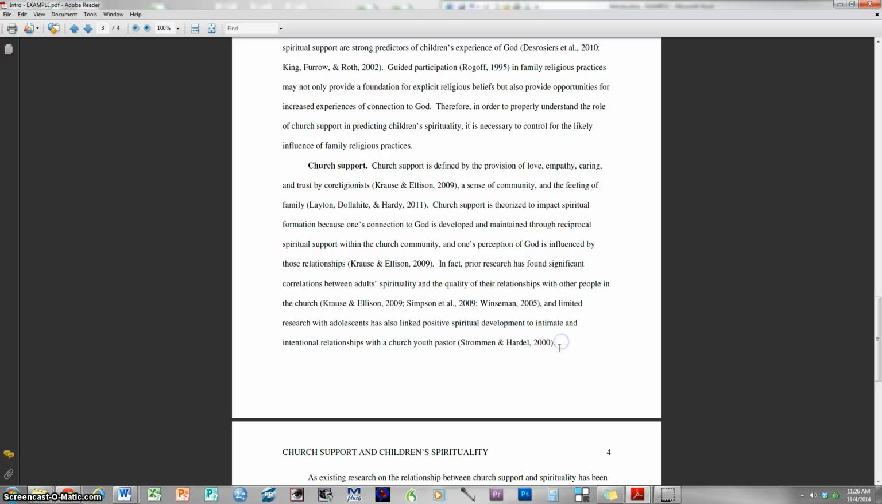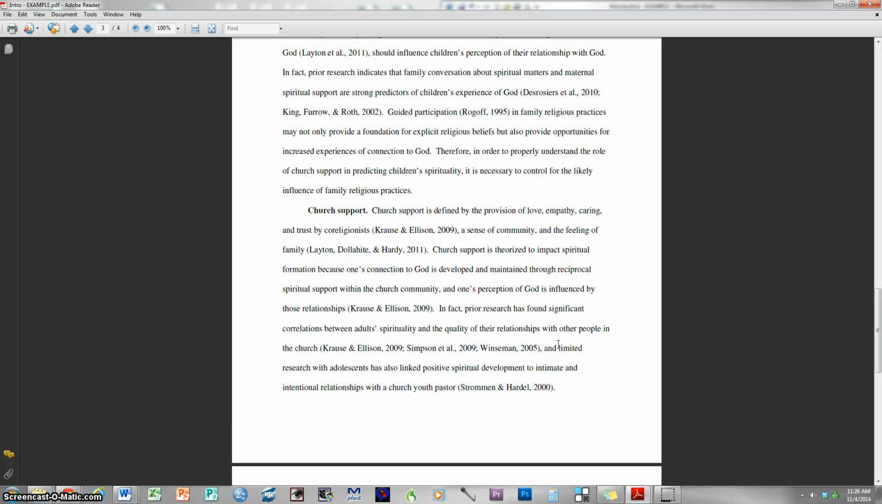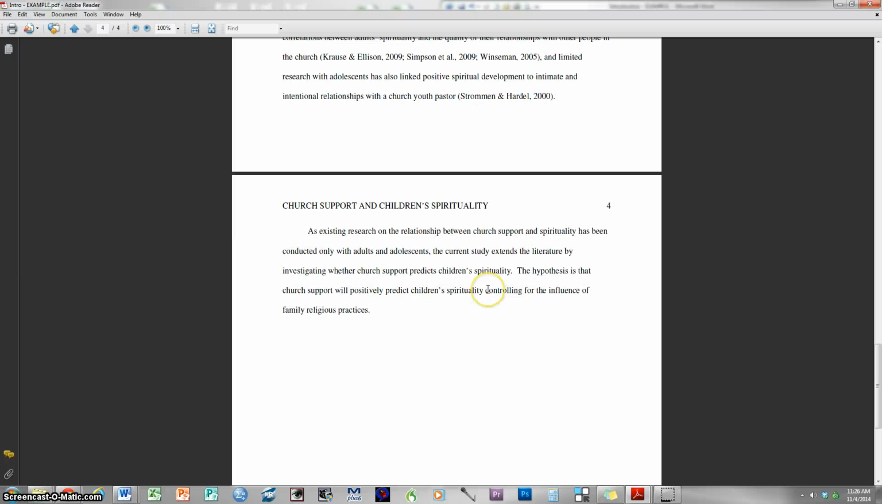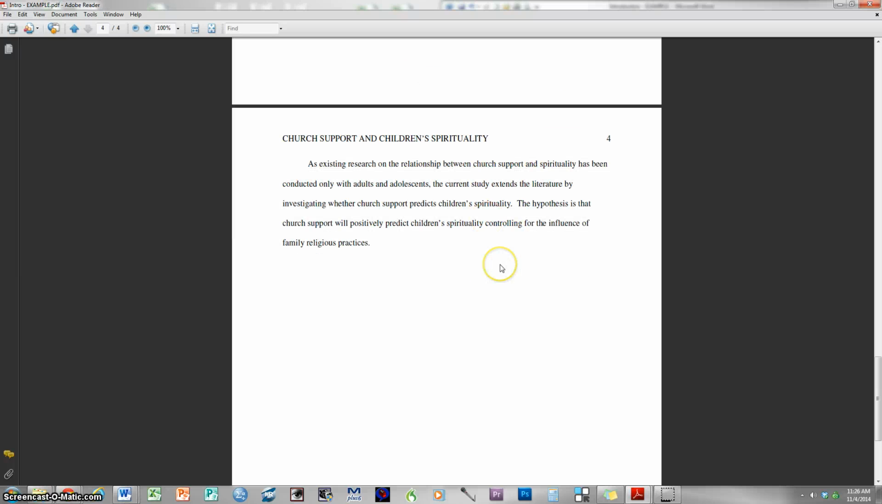But notice we've implicitly stated that it's not been studied with kids, right? So there's the hole in the literature. That's what we're going to fill. So in the final paragraph, we're going to explicitly state how this study is going to extend the literature. As existing research on the relationship between church support and spirituality has been conducted only with adults and adolescents, the current study extends the literature by investigating whether church support predicts children's spirituality.